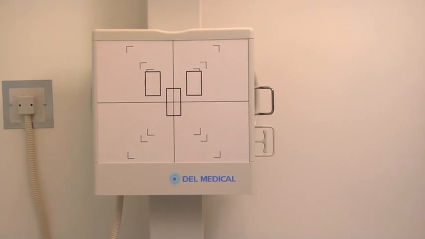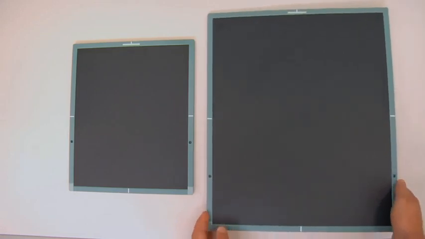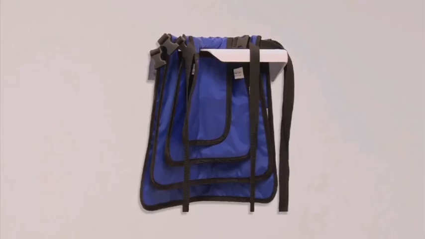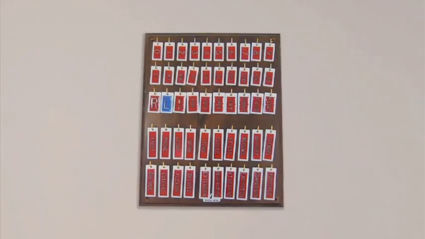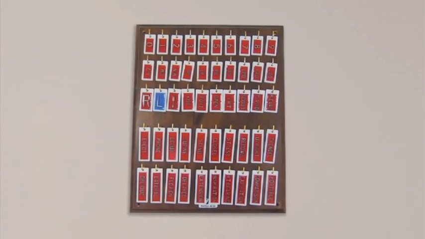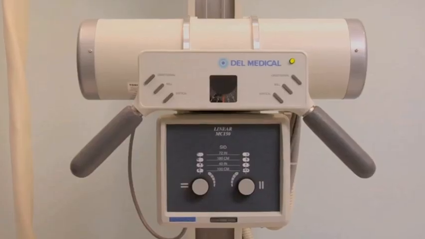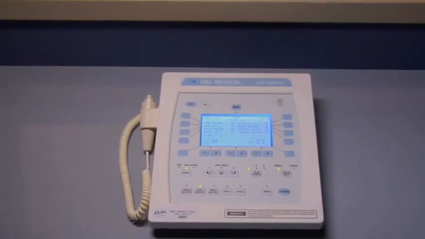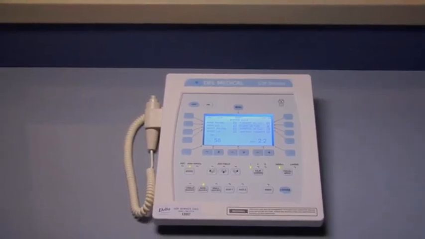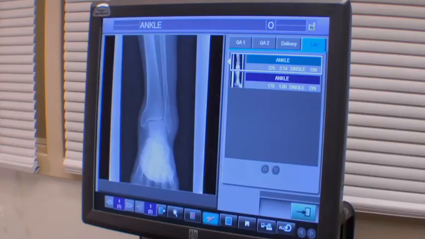the following: an upright or table bucky, 10 by 12 inch cassettes, 14 by 17 inch cassettes, protective lead shield for the patient, an assortment of lead markers, an X-ray generator and X-ray tube housing assembly, a control panel located behind a protective lead barrier, and a computer radiography system.